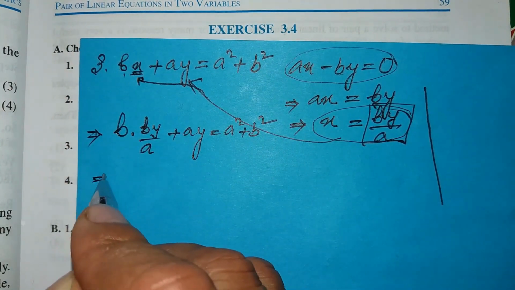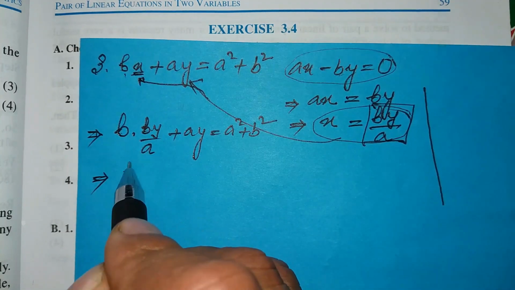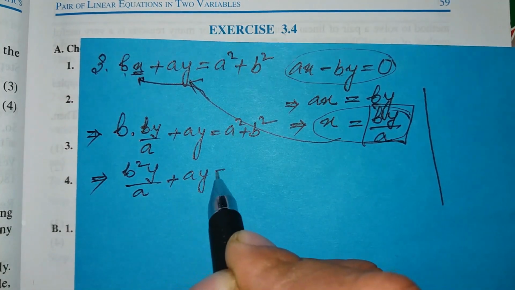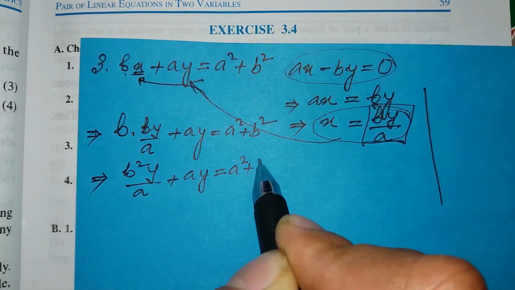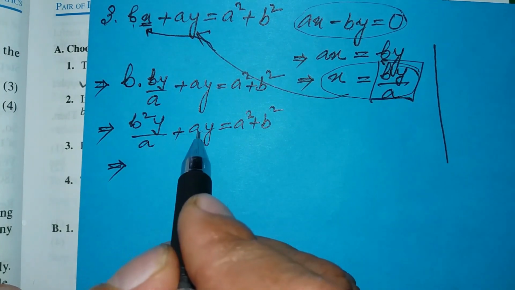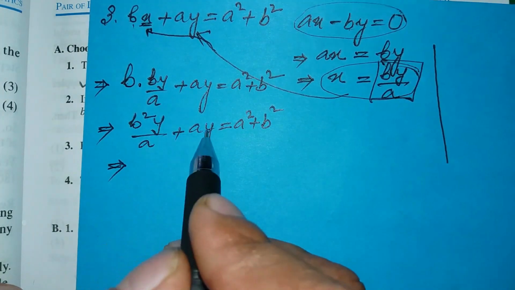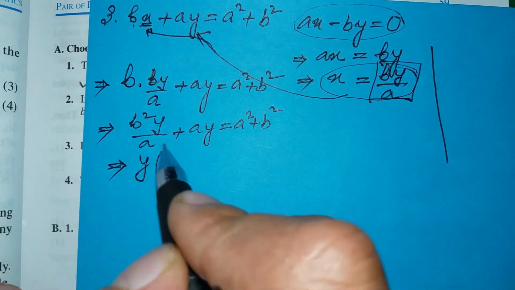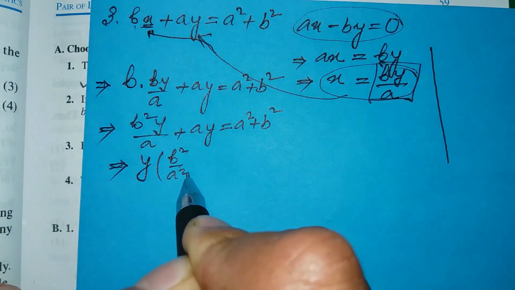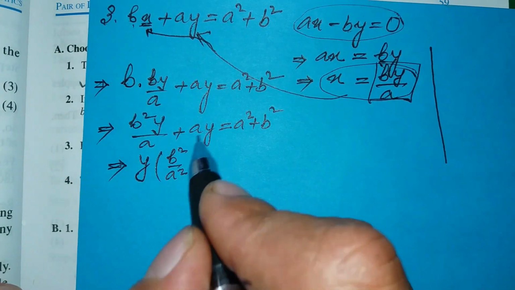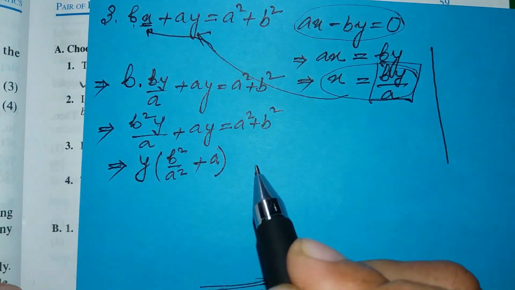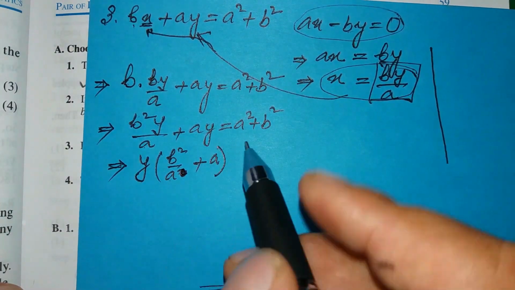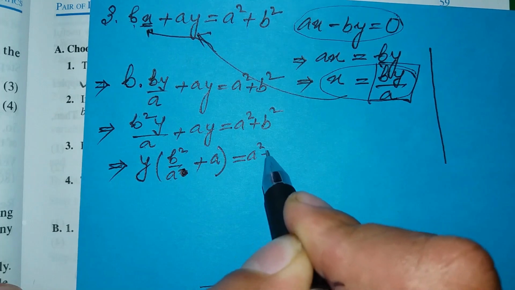Now b into b is b square, so we get b square y by a plus ay, equal to a square plus b square. Now we can take y common. Taking y common, you get b square by a, plus, oh sorry, there is no square here, a, and then this is equal to a square plus b square.